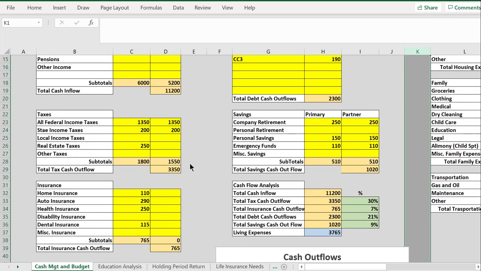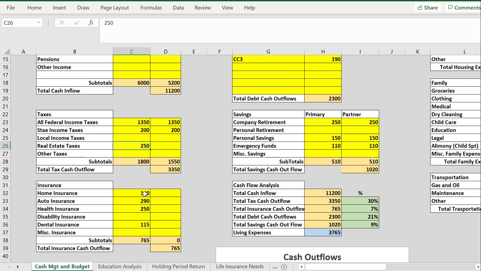Now we need to figure out taxes. If we look at taxes, I figured federal income taxes around 27%. State, I'm figuring that to be around 4%. Now, here's where something's a little weird because I do want to separate some of these items. Real estate taxes are typically wrapped up in your mortgage payment. So in this case, I have pulled that out of the mortgage payment.